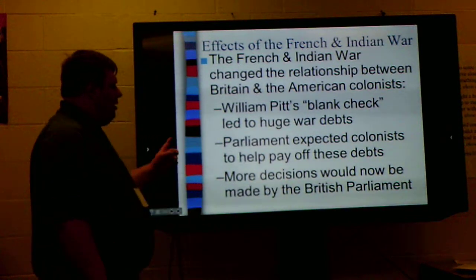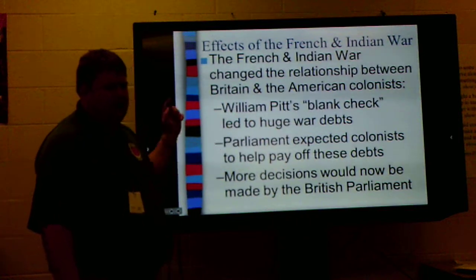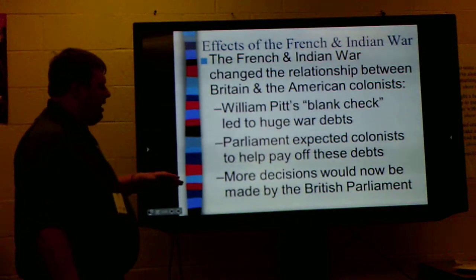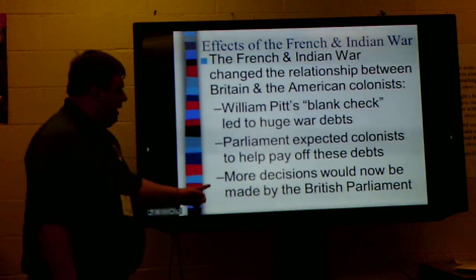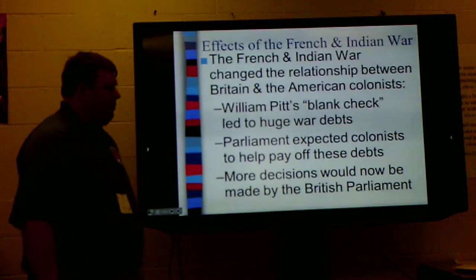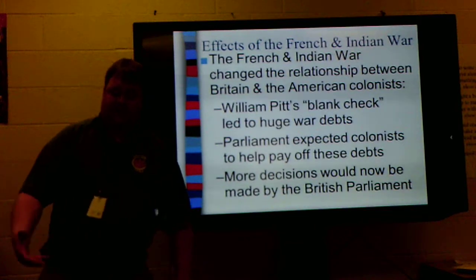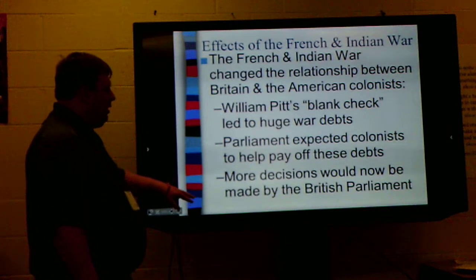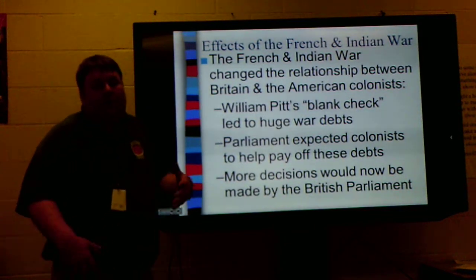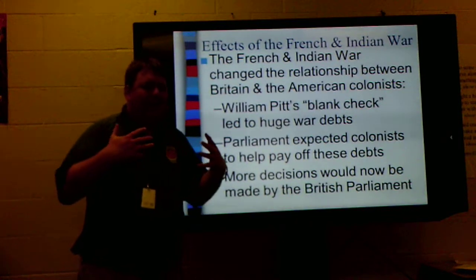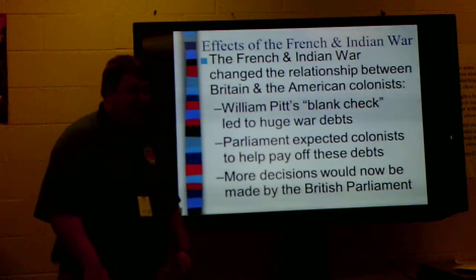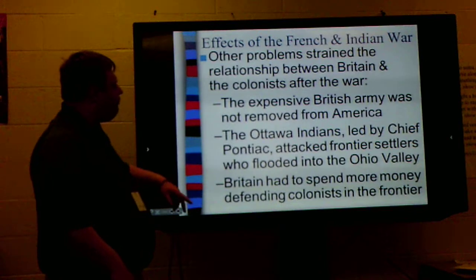and the colonists are not going to like that. Parliament, which is like the Congress in England, expected colonists to help pay off those debts, and more decisions would now be made by the British Parliament instead of those local assemblies like the House of Burgesses there in the colonies. So they don't have as much self-rule as they had, and they're not going to like that because we like that here in America.